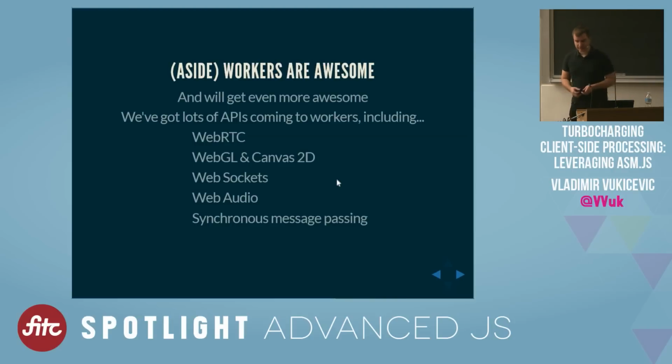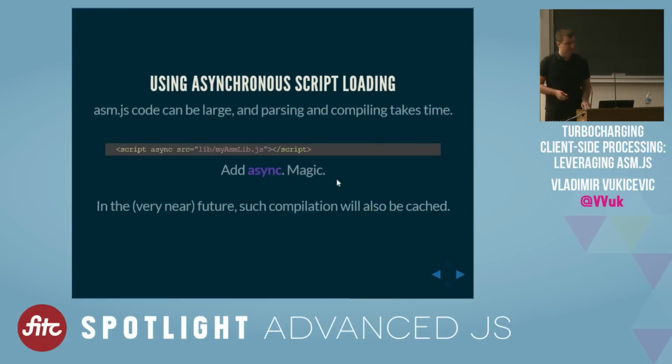The other thing that asm.js really likes is asynchronous script loading. asm.js code can be large, and parsing and compiling it takes time. What do I mean by large? Unreal Engine 3, a high-end game engine, over 1 million lines of C++ code, is about 36 megabytes of minified JavaScript. If you gzip that down, it goes down to about 17 megabytes of gzipped JavaScript. So that's a lot of JS.